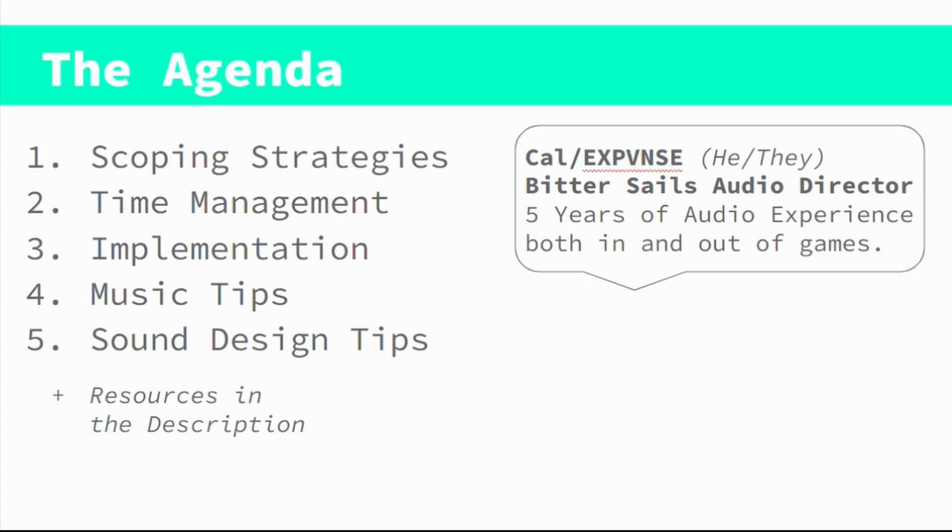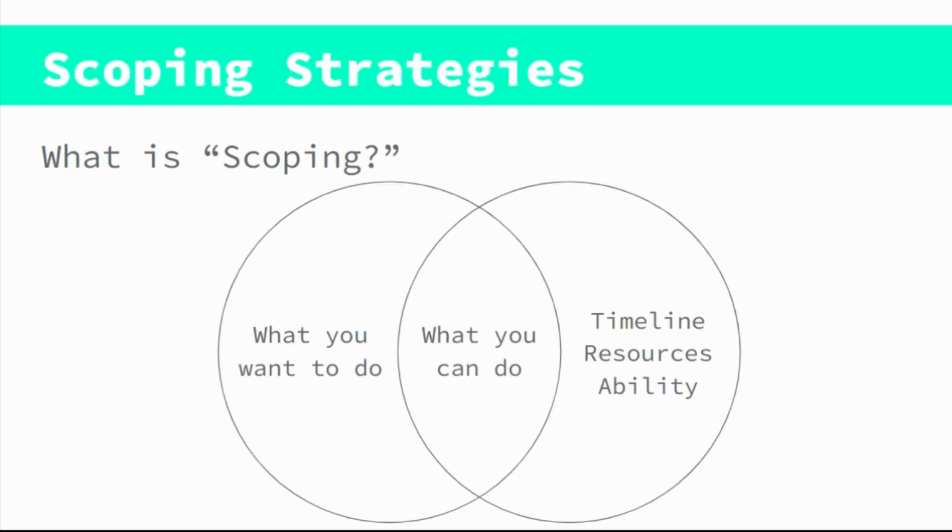First things first, let's talk about scoping strategies. So, what is scoping? Scoping is essentially taking inventory of the things that you need to do, comparing that to your timeline, your resources, and your ability, and then cutting that down into what can actually be done. You may have a list of 100 sounds that you want to make for your game, all that really nitty-gritty detailed stuff, but you only have a week to do it. You're dependent on those features getting put in the game and then your sounds getting put to those features. And you have to think if you even have the ability to get that many sounds done in that time frame and to the quality that you want.